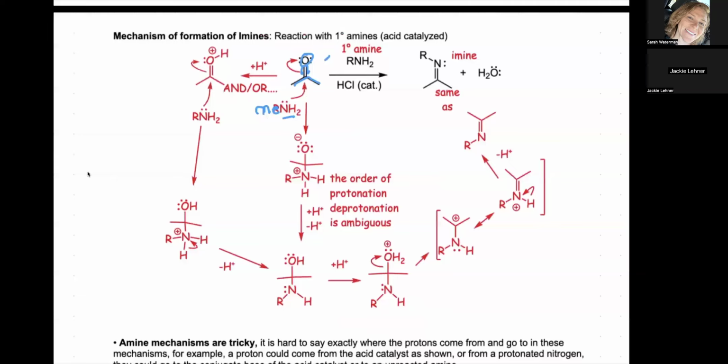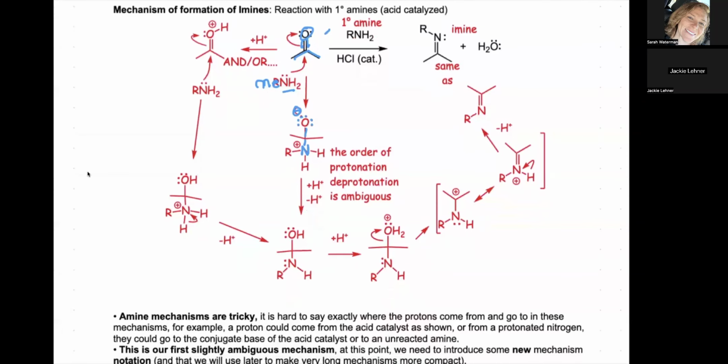And so what's happening is this nitrogen is coming onto the carbon here. And now we have our negative formal charge because we pushed the electrons from the double bond up onto the oxygen. And then the order of protonation and deprotonation is ambiguous. That's why we don't necessarily have a lot of these mechanisms where we know exactly what's going on.